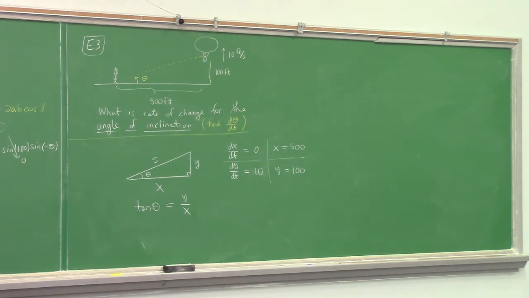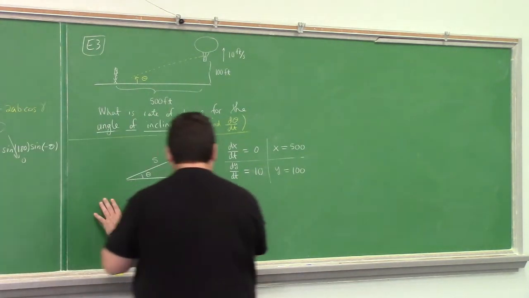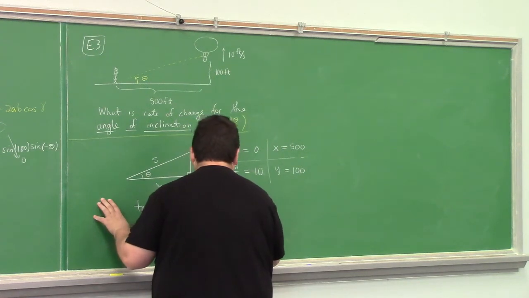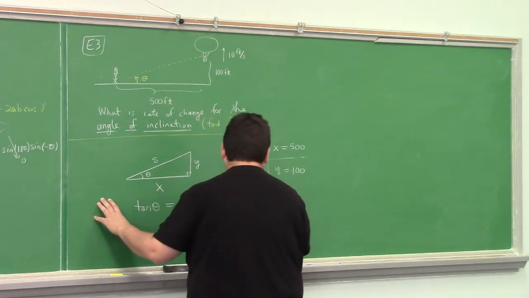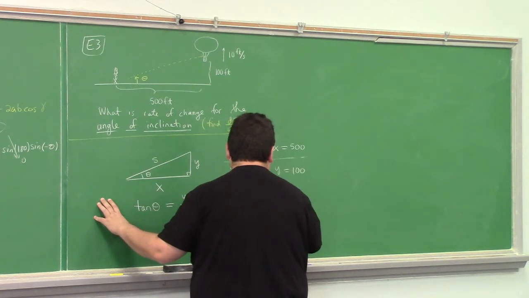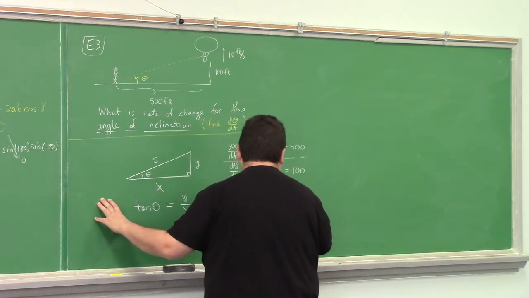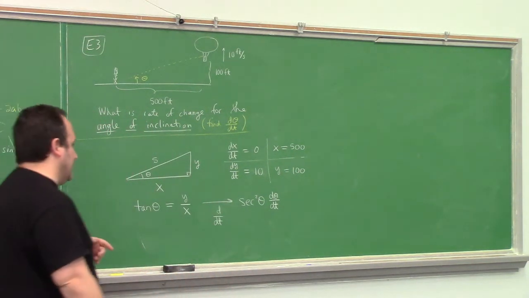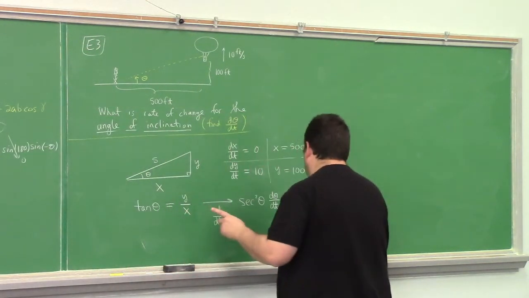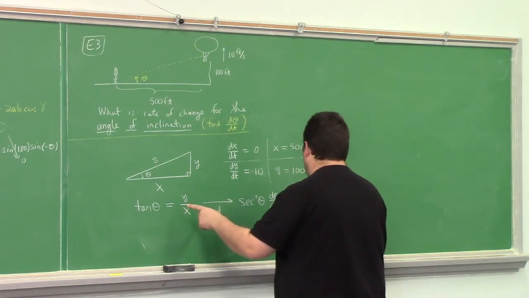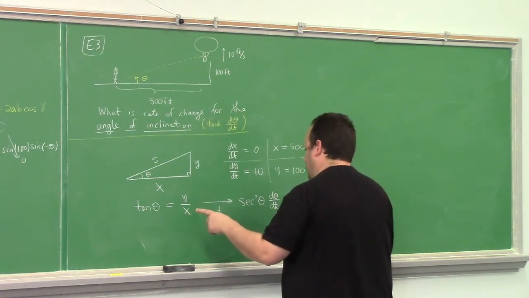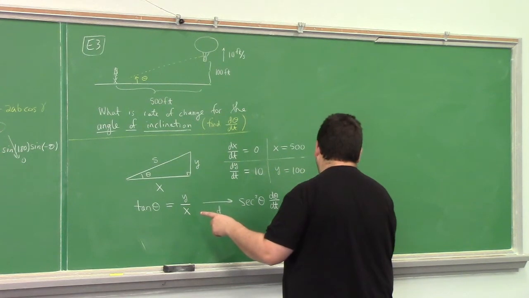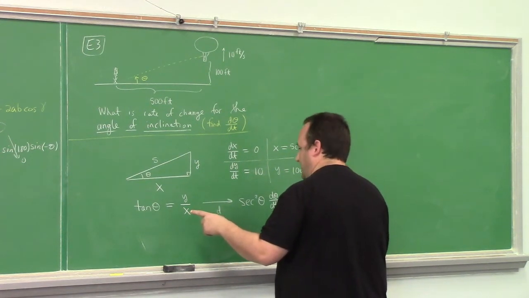Differentiate tangent, what do you got? We got secant squared theta, but the chain rule says multiplied by d theta/dt. The derivative of y over x is what? That's a quotient, so the quotient rule: x times dy/dt minus y times dx/dt, divided by x squared.